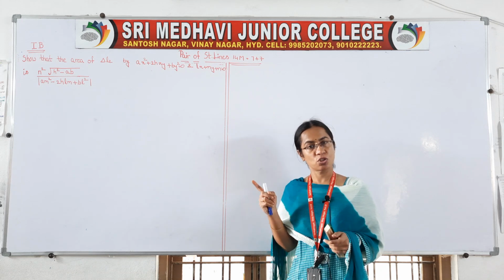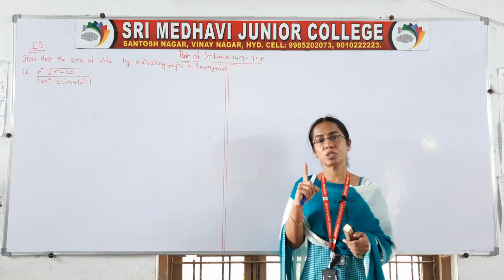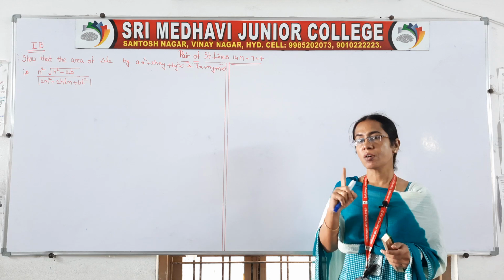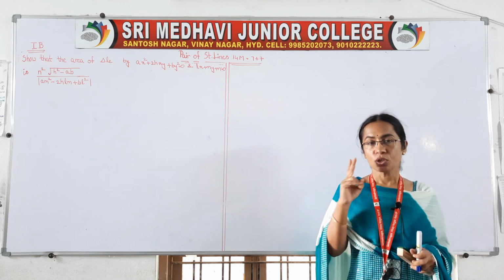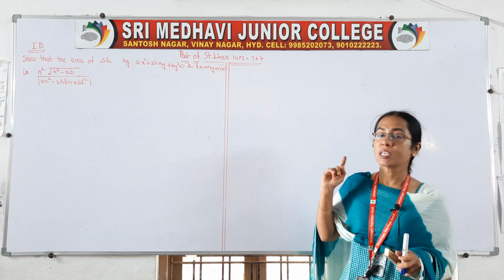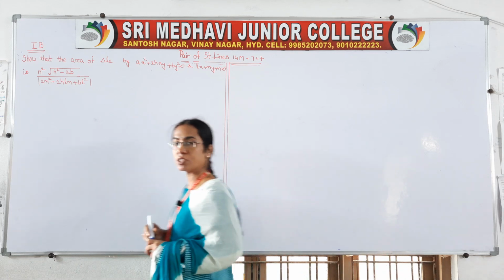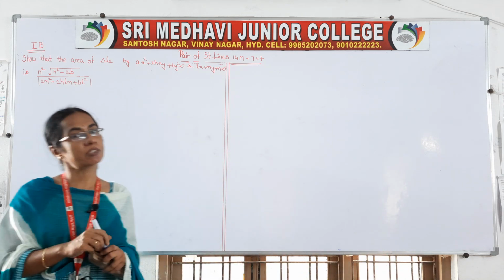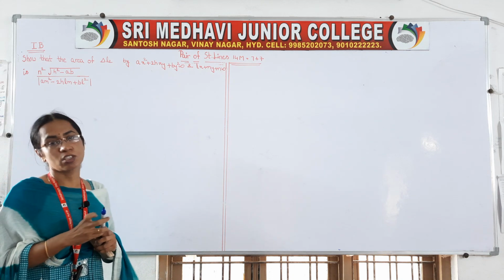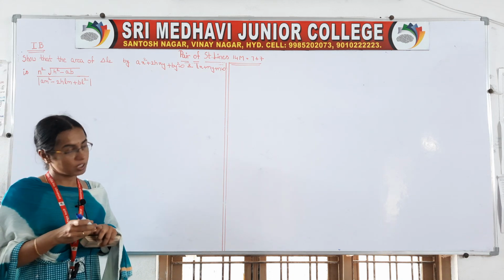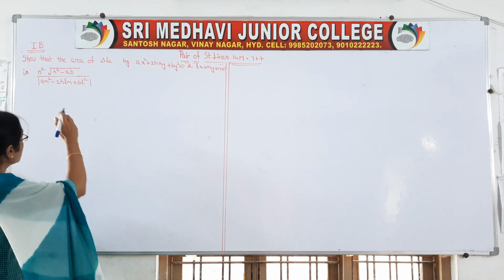So from the first two exercises, one long question, and from the last exercise, one long question. You are going to get two long questions from this pair of straight lines. If you are perfect, you can answer two long questions, that means 14 marks you can answer from this topic.